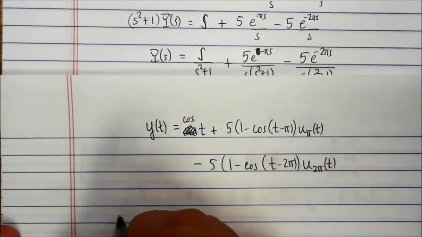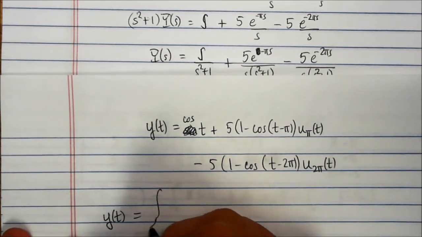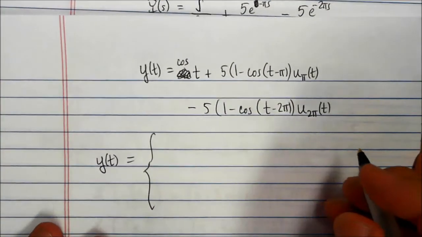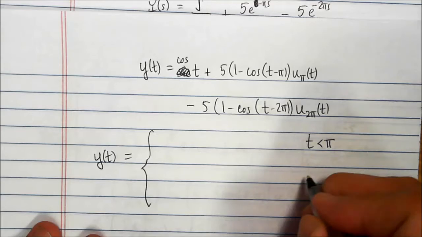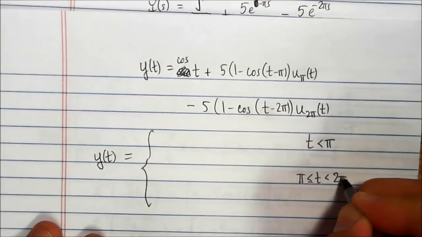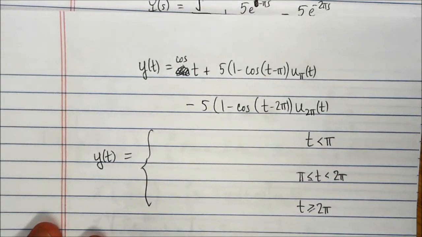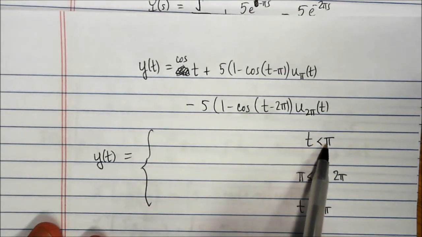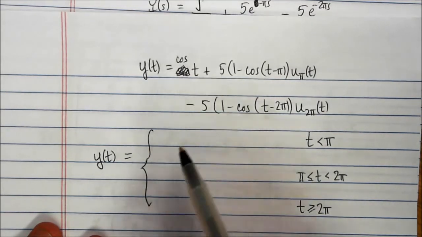Now, just to make this slightly more explicit, let me break this up into parts. This is piecewise defined. I have one answer if t is less than pi. I have a second answer if t is between pi and 2 pi. I have a third answer if t is greater than or equal to 2 pi. Now, if t is less than pi, both of these are 0, and I end up just with cosine t.